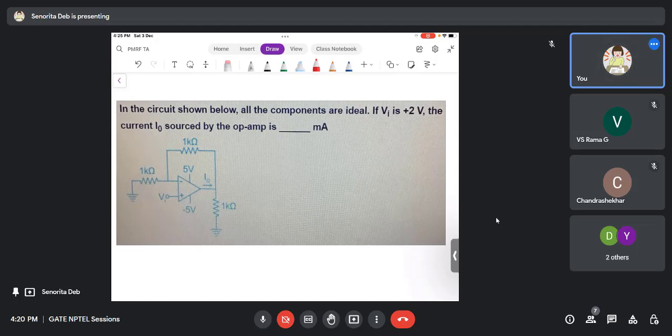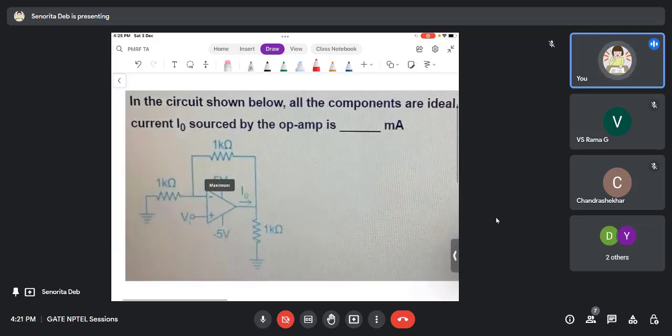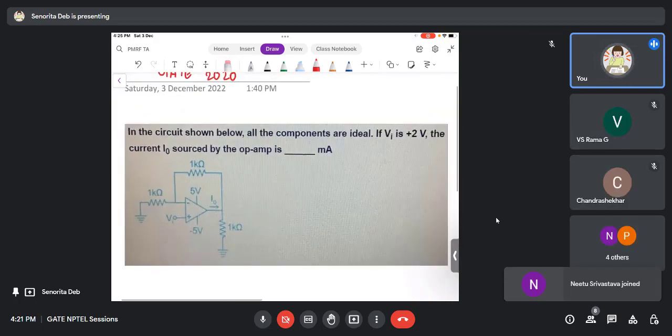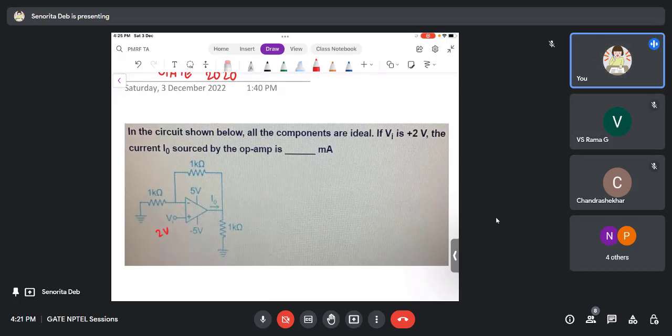Now, in this circuit all the components are ideal. If Vi is plus 2 volts, the current I naught sourced by the op-amp is dash. So if we try to solve this question quickly, Vi is 2 volts. You see this is a negative feedback op-amp, so no comparator action is there. Negative feedback op-amp, you can apply the virtual ground concept. So this is also 2 volts, right? So if this is 2 volts, then you can find V naught, right?